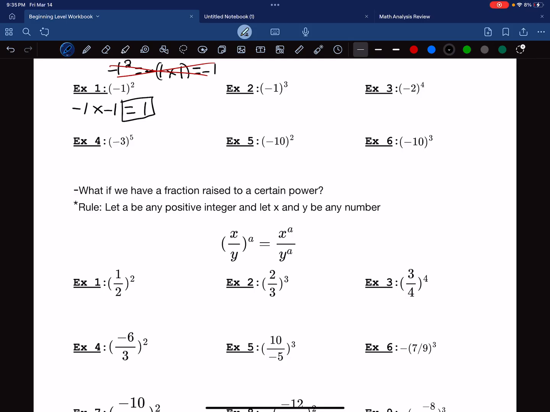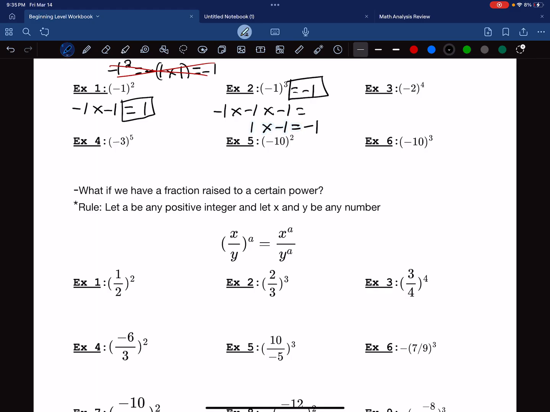Looking at example 2, we have negative 1 cubed, or negative 1 to the third power. So we have negative 1 times negative 1 times negative 1. In example 1, we found that negative 1 times negative 1 is positive 1. So we're going to have positive 1 times negative 1. A positive times a negative is a negative, so we get negative 1. And negative 1 is our answer for example 2.